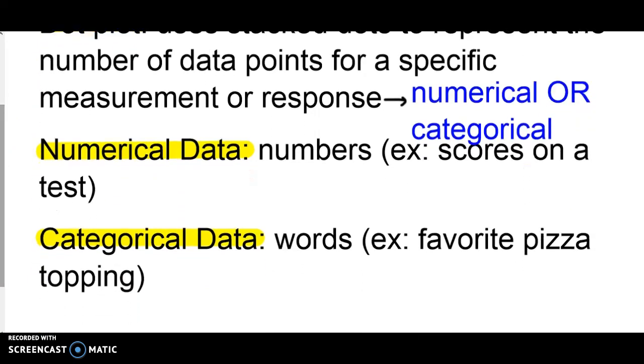So what is numerical data? Numerical data is simply numbers. Inside of numerical, we have a root numer, which looks a lot like the word numbers. So one example would be scores on a test. Categorical data is simply words. So for example, your favorite pizza topping is categorical data.